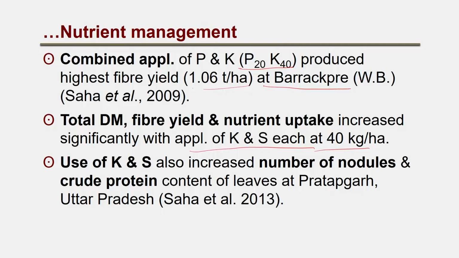Many parts of our country are getting deficient mainly because of less use or decreased use of single superphosphate and sulfur-containing pesticides or fungicides, and also leaching of sulfate occurs, and there may be some more reasons also. Use of potassium and sulfur also increased the number of nodules and crude protein content of leaves at Pratapgarh, Uttar Pradesh. So, again, response to potassium and sulfur was achieved in Uttar Pradesh also, in West Bengal also.